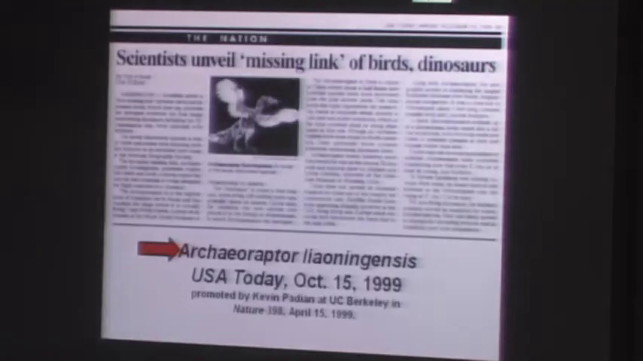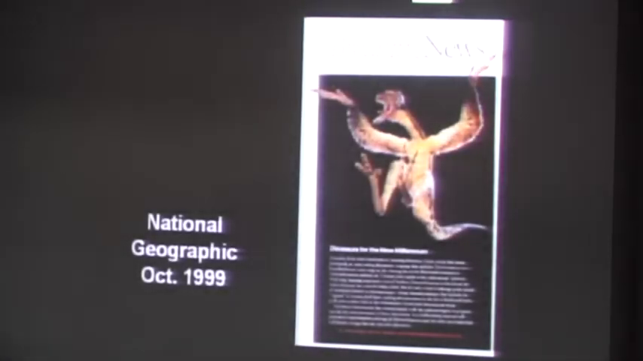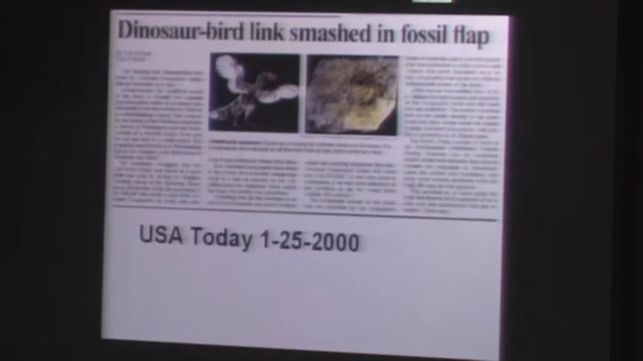Okay? Archaeoraptor was listed in 1999 as the missing link. Yes, boys and girls, breaking news, National Geographic, we found the missing link. They had a whole big article about the missing link has been discovered. Then a couple months later, oops, it was proven wrong. You know, everything about these feathered dinosaurs has been proven baloney. But guess what? They're still teaching it.